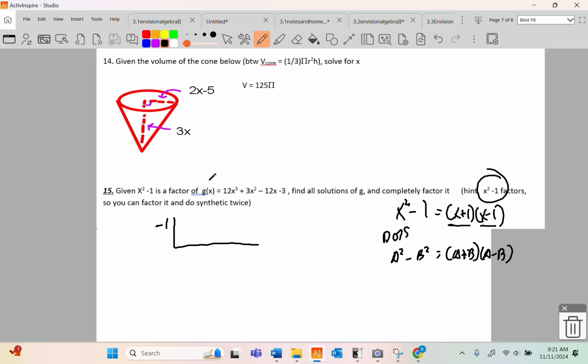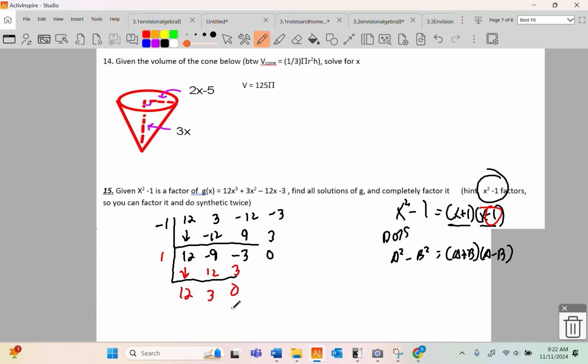I'm going to start with the x plus 1, so I'm going to put a -1 out front. My coefficients are 12, 3, -12, -3. I'm going to drop. I'm going to multiply. I'm going to add. I'm going to multiply. I'm going to add. I'm going to multiply. I'm going to add. And because I got a 0, just like on the previous example, this time I can shift over and use the same numbers again. The factor is x minus 1, which means the x value is 1. I'm going to drop, multiply, add, multiply, add. Remainder, constant, x. I am left with 12x plus 3.